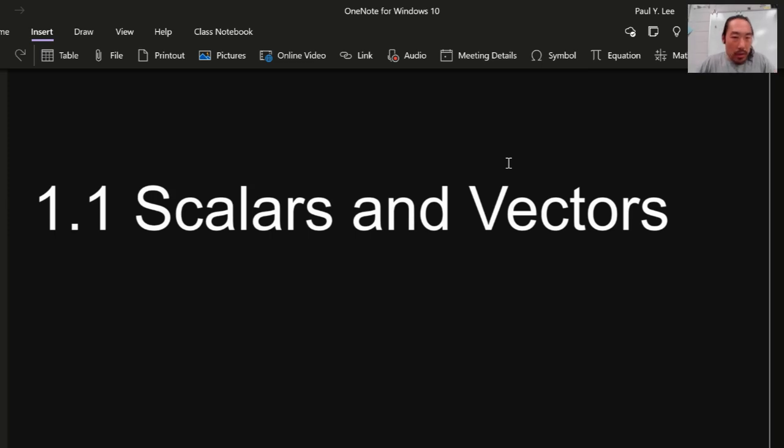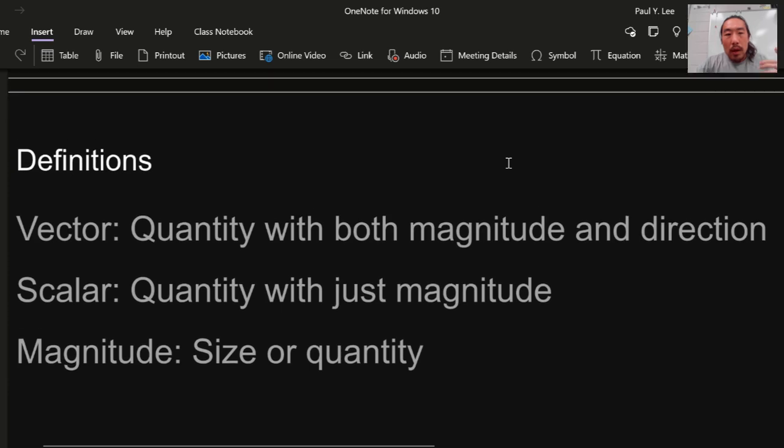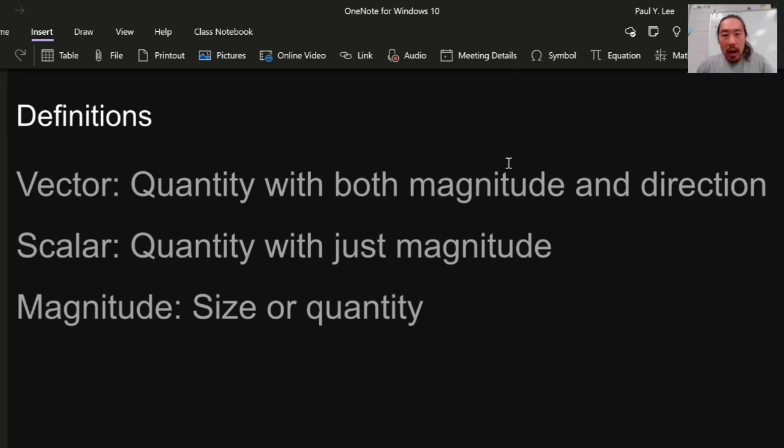So our very first lesson, scalars and vectors. I want to start us off with a couple of definitions. At this moment, just pause the video right now, jot down the definitions, okay? And we're going to go over the definitions in a bit more detail, all right? So the vector is a quantity with both magnitude and direction.